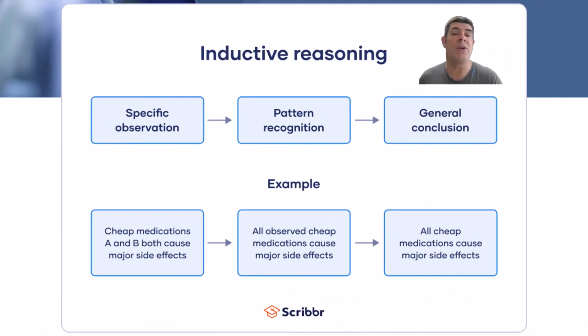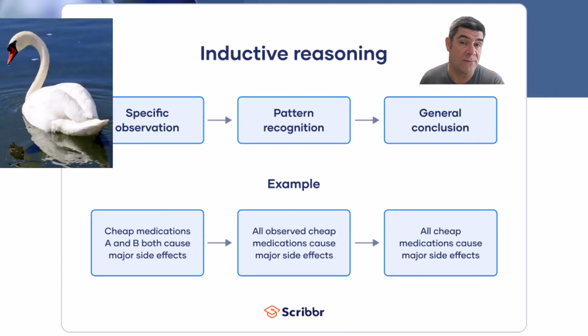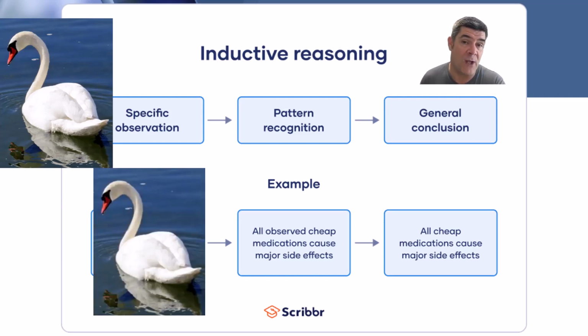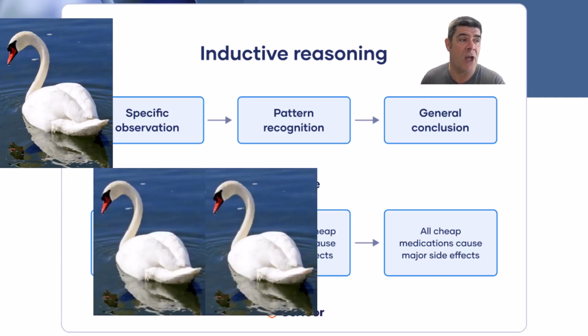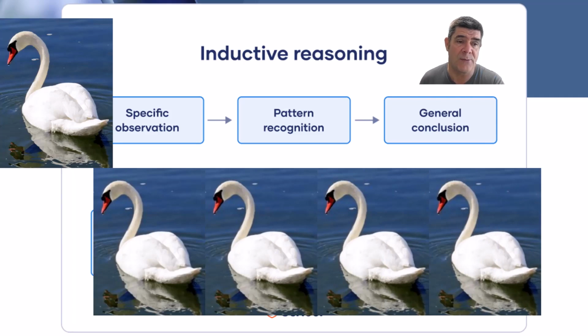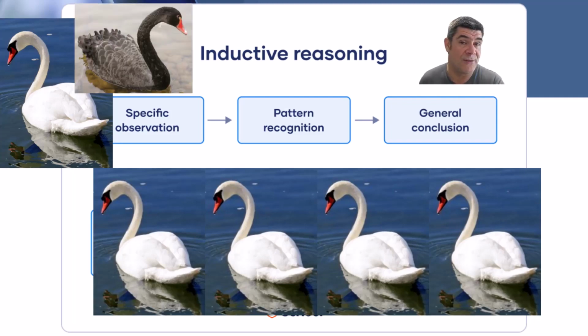So there's a very small number of steps associated with inductive reasoning. We come from the specific observation to a pattern recognition, and then we make a general conclusion. So to go back to an earlier point, I observe a white swan. I observe another white swan. In fact, I observe a number of white swans. What does this lead me to think? Well, I think I see a pattern emerging here, and that is that all swans are white. But of course, they're not.